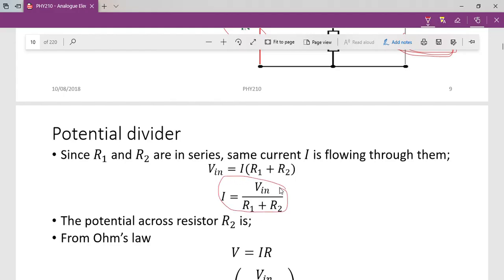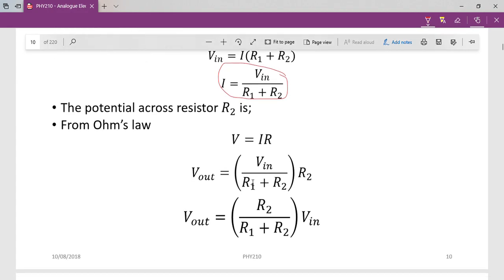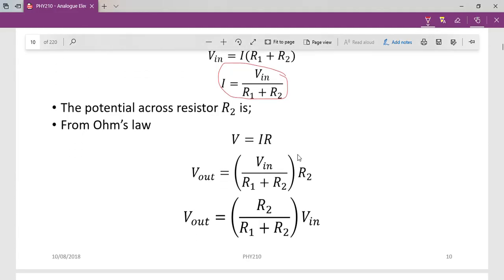Then after obtaining this, let's refer to Ohm's law. From Ohm's law, voltage is in direct proportion to current, so voltage is equal to IR. But now we are talking about the resistance across R2. So the voltage output is equal to I, this current, but we have already obtained I, let us call this equation 1. Let's substitute here, then times R2, and this R will be R2.